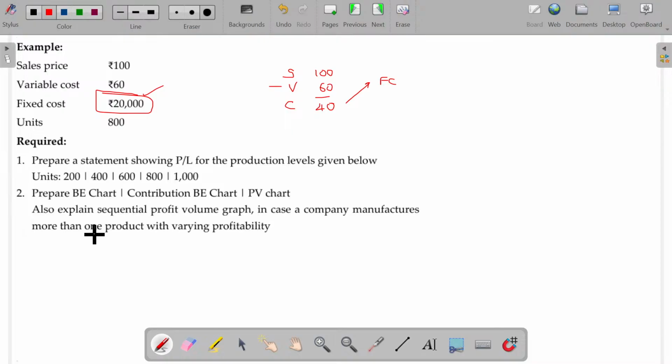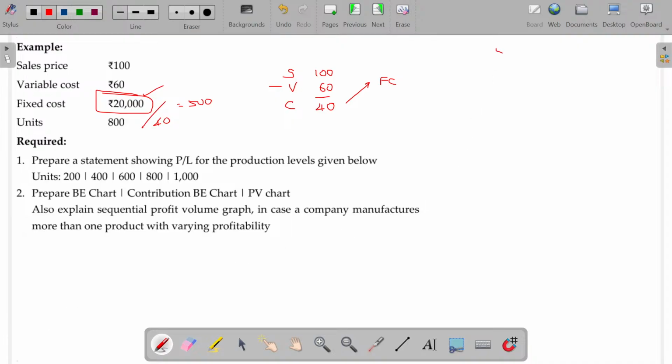500. Okay. So for every pen you will be getting 40 rupees contribution. For meeting 20,000 of your commitment, how many pens you have to buy and sell? 500 pens. If you are buying 500 pens, selling 500 pens, you end with a small contribution that is sufficient enough for what? Your fixed cost.